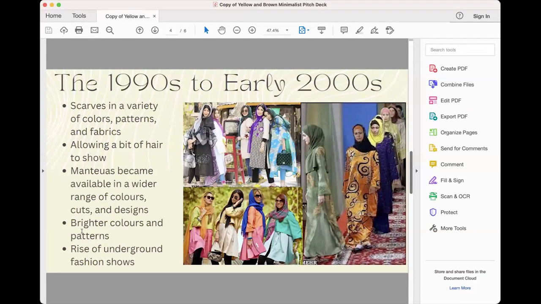Mantos also saw a transformation. While they were still loose and long to adhere to the strict dress codes, they also started to appear in a wider range of colors, cuts, and designs. Some women preferred brighter colors and patterns, which was a significant shift from the dark colors seen in the years immediately following the revolution. Men, on the other hand, embraced more stylish cut shirts and jeans.